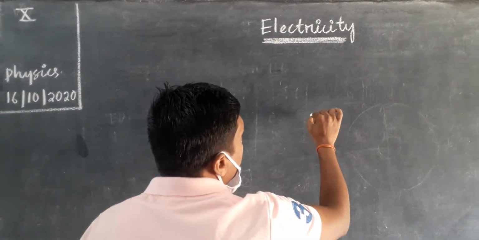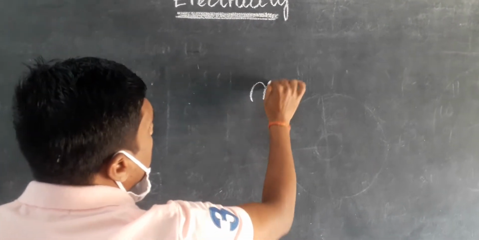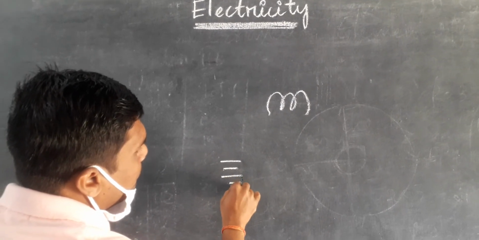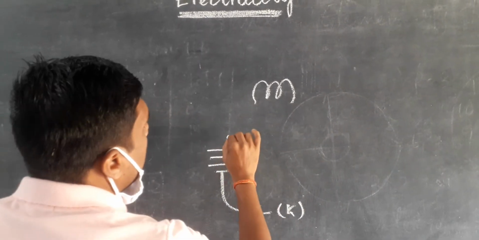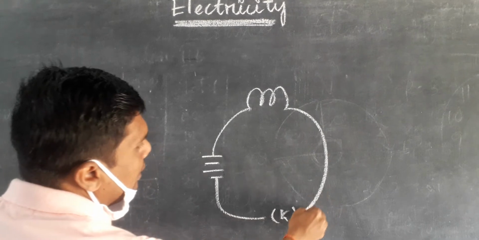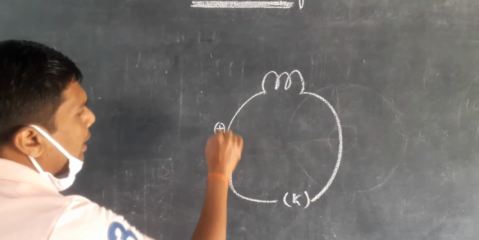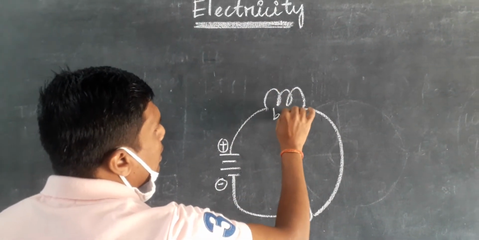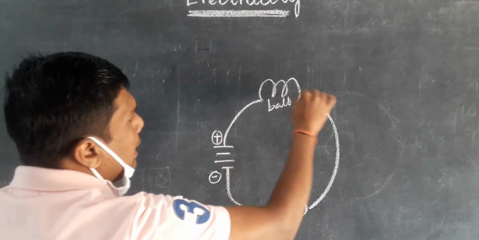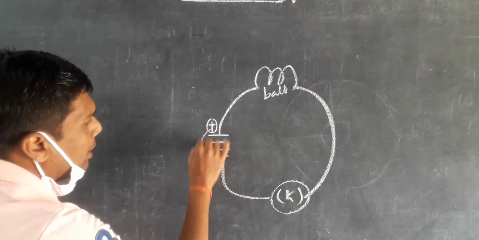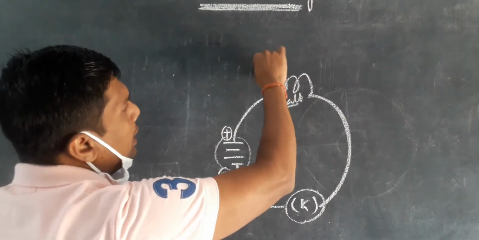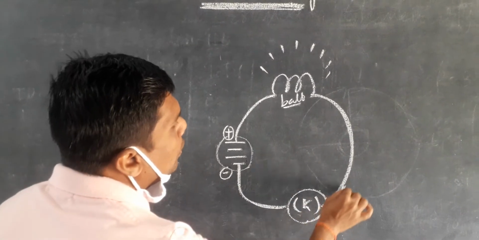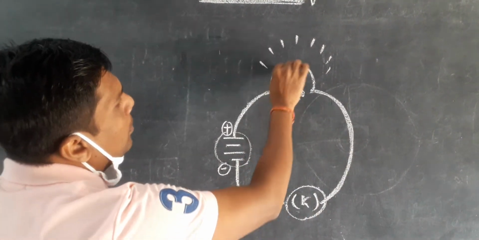See here, suppose it is one circuit, with one bulb. Suppose this is a battery. This is a key. This is connected with the bulb. Suppose this is positive and this is negative. So this is the key, this is the battery, and this is the bulb. When it is connected, then the bulb starts to glow. That means in this case, the electricity passes through this conductor, so the bulb is glowing.